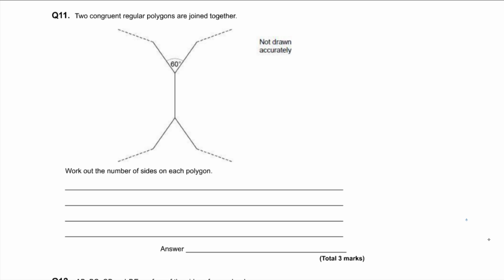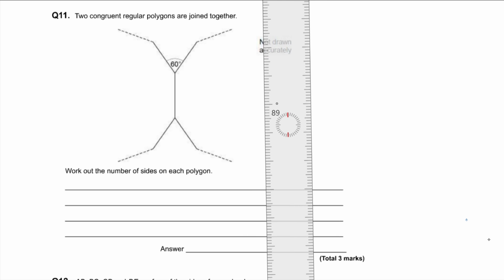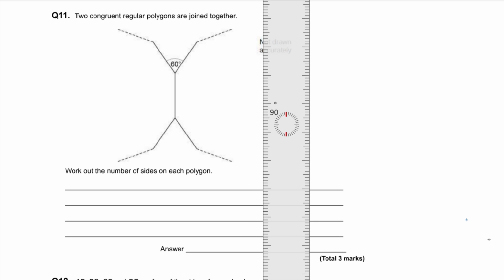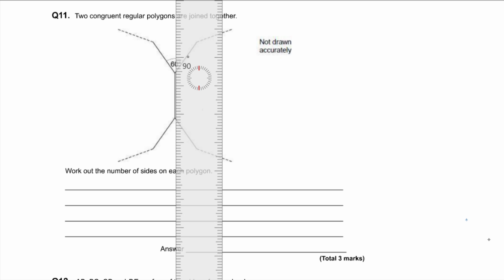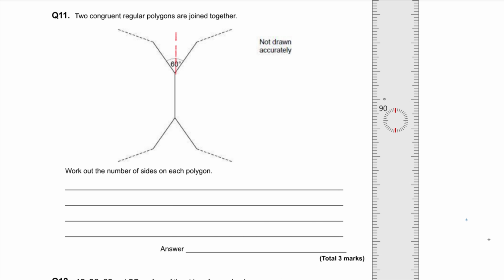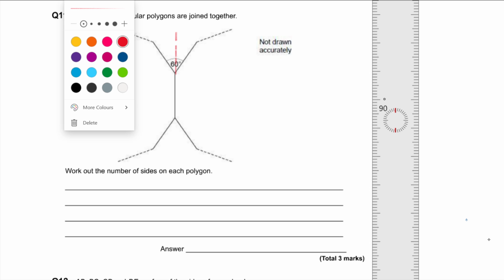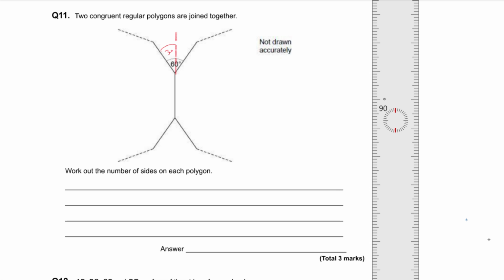Question 11. Two congruent regular polygons are joined together. Work out the number of sides on each polygon. Now, if these are congruent, it means they're the same shape, same size, same angles. So if I take this line up here and extend it like that, then that should cut that line in half, shouldn't it? Okay, so that one there is going to be 30, and the other one's going to be 30 as well. And that's what we call an exterior angle, isn't it?